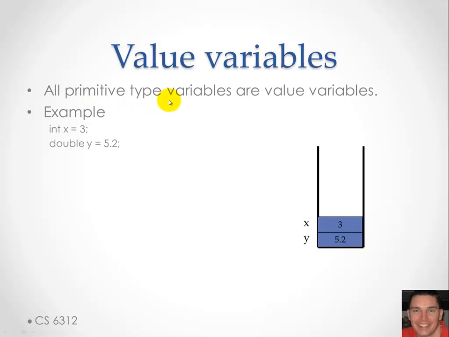All our primitive data types are value variables. So here I've got int x equals 3, double y equals 5.2. So over here in my memory, I have a memory slot or memory cell for x and y. When this statement executes, it creates a memory cell for x and it puts the value 3 in there. And of course that value is going to be stored as a sequence of bytes, and the bit pattern in those bytes is going to represent the value 3. And then for double y equals 5.2, out in memory there's going to be a slot for y and it's going to put the value 5.2 there.